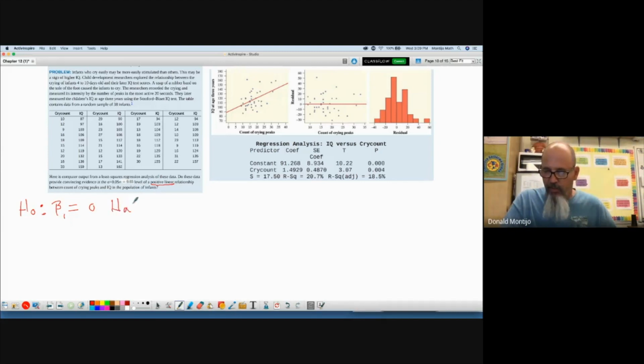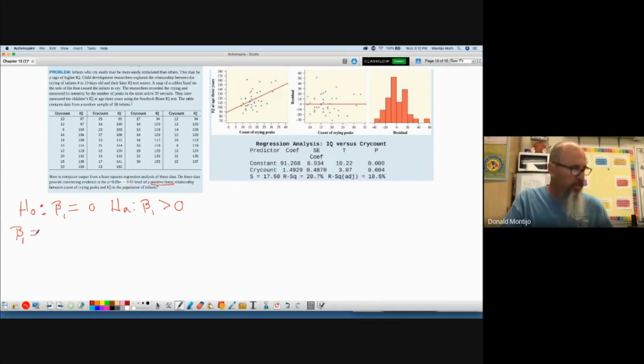So that means we want to test the alternative is B1 greater than 0, or beta sub 1. Okay, but we need to define the parameter. The parameter of interest here is beta. We're trying to find out the true slope of the regression line for all the data in the world, so all babies and IQs. Well, we can't snap every baby's foot with a rubber band and then test their IQ later. So we're going to use the small sample to try to answer the question about the larger population.